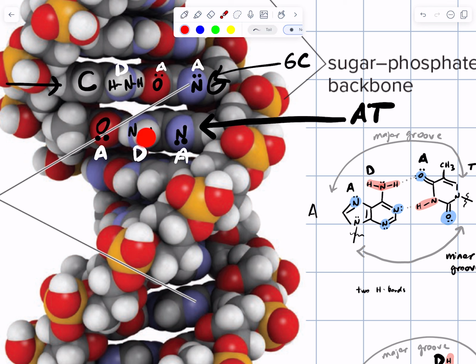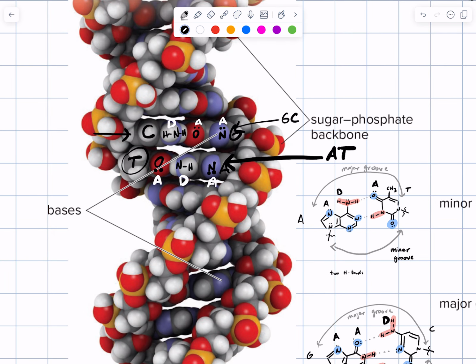Which side has the exocyclic NH for an AT base pair? That's A. And then, so that must mean this is T. And actually, there's your methyl group for T. The methyl group for T sticks out into the major groove. Did you tell us that was major groove, or should we be able to infer that? I told you it was the major groove, but it's easy. You just look at distances. This is a small distance. That's a larger distance. The bigger distance between sugar phosphate backbones is the major groove.